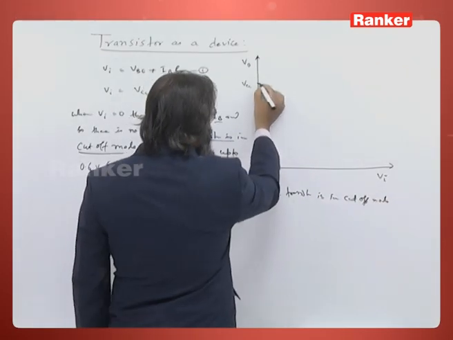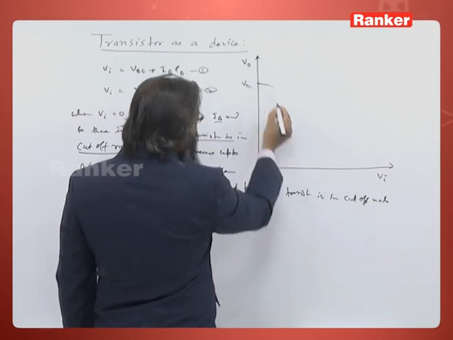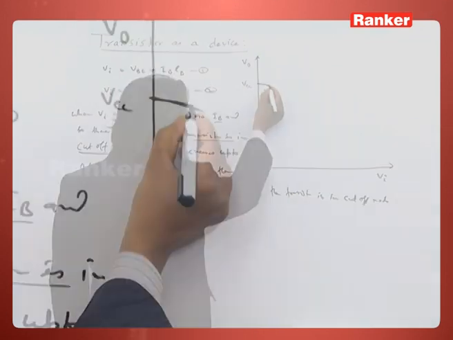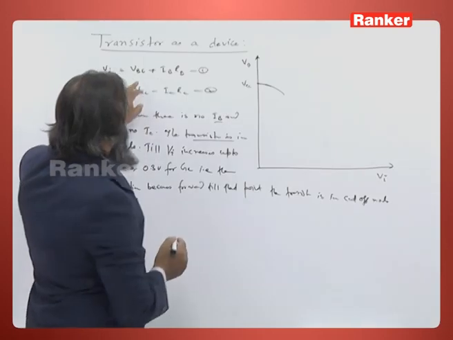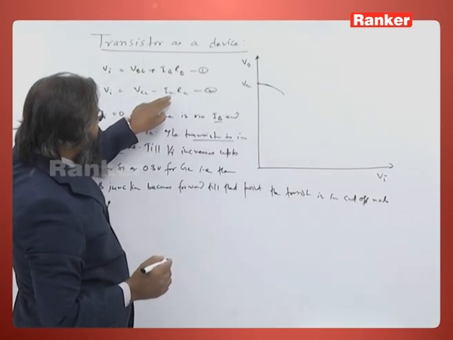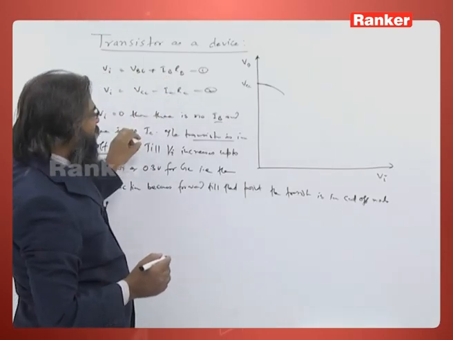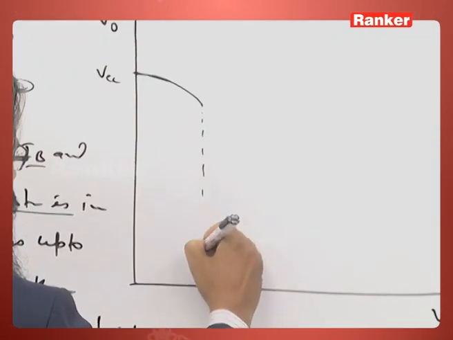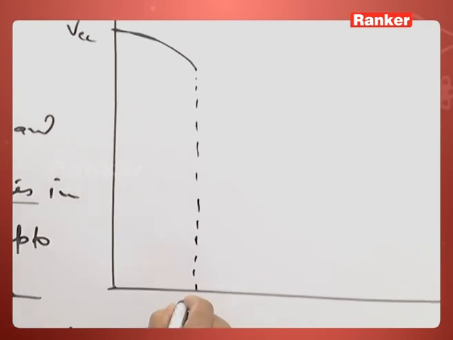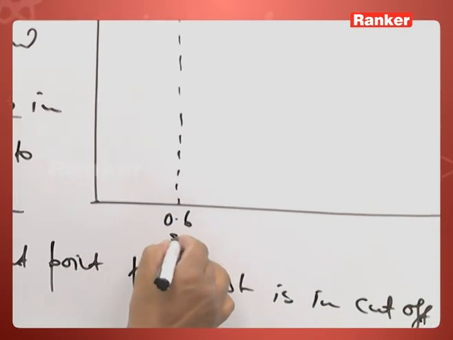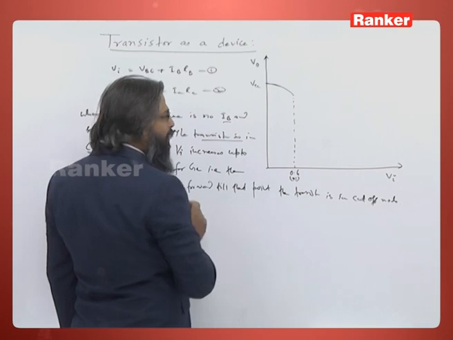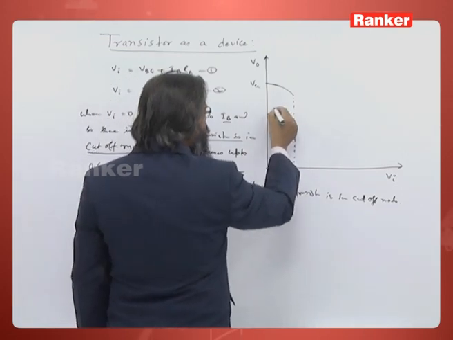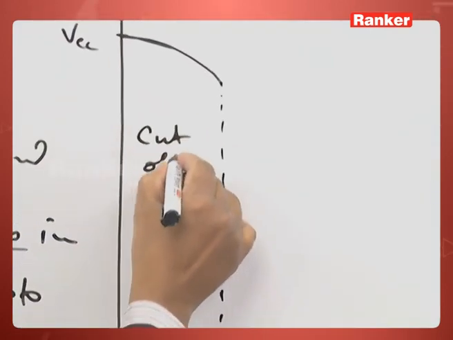So what happens, as the voltage is increased, the base current increases, and so this increases, so Vi decreases. And you see a stage will come when my input voltage is of the order of 0.6 for silicon, for germanium it will be 0.3. So this region will be called cutoff region.